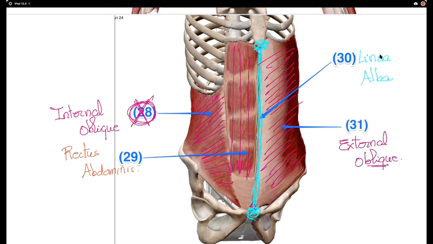The two recti muscles are going to be attached to a tendon that travels connecting the xiphoid process to the symphysis pubis. This tendon looks like a white line. That's why we call it linea alba.